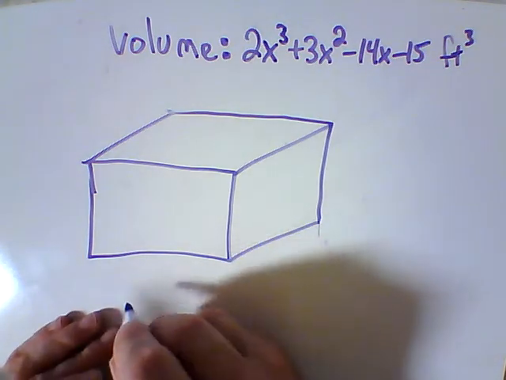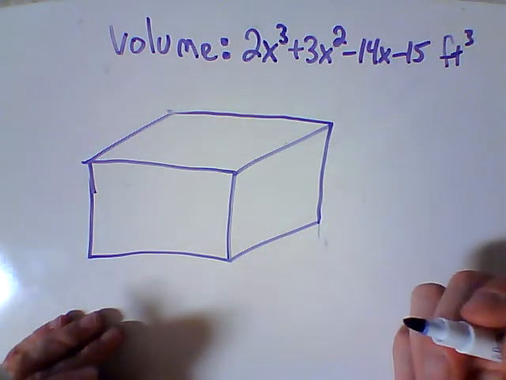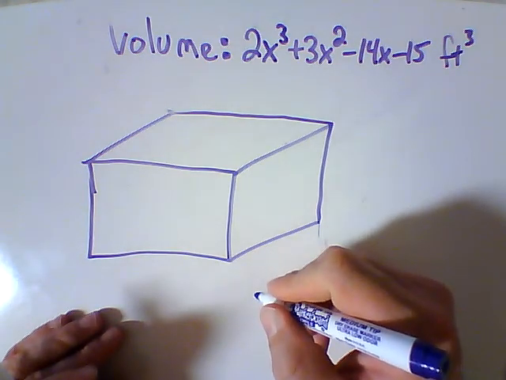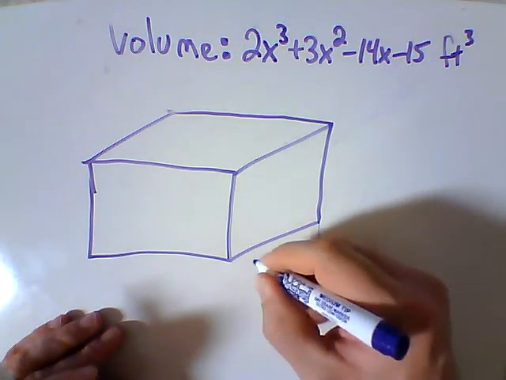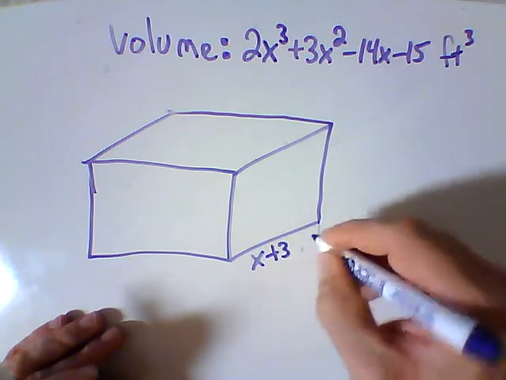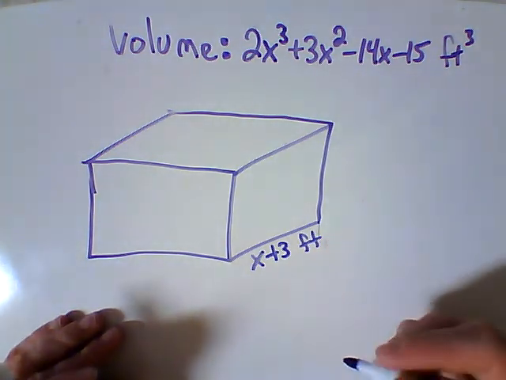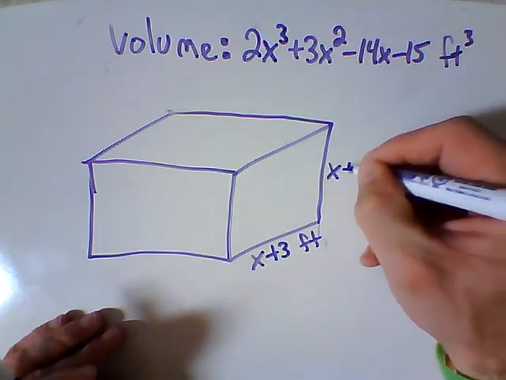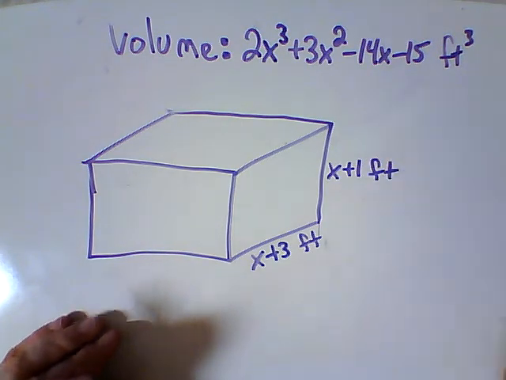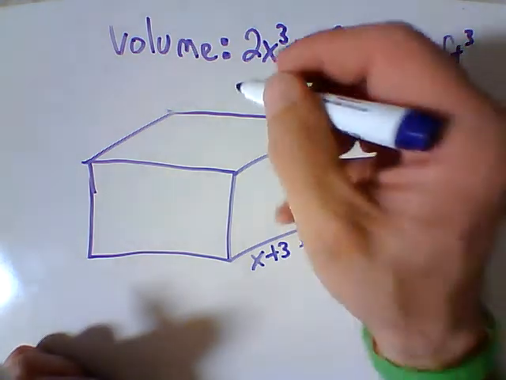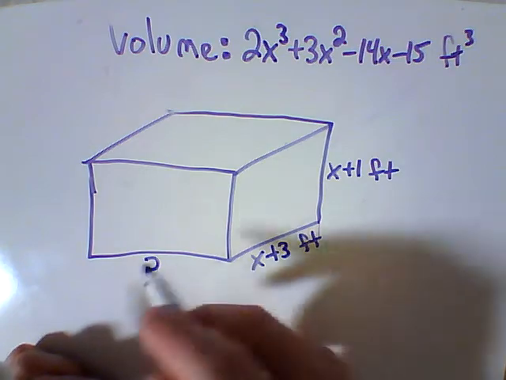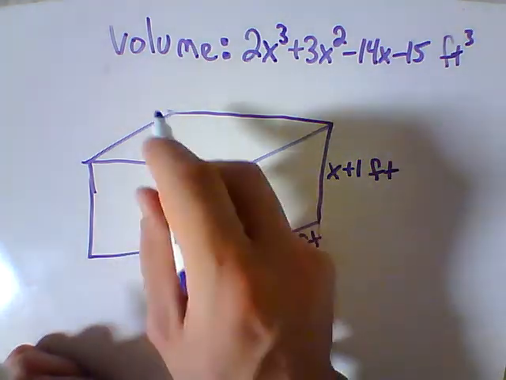This side here. Which side looks the longest? I don't really know. This side here is x plus 3 feet. And the height is x plus 1 feet. I want to know how long is it, or how wide is it? I don't know. This side, the length side, going that way.